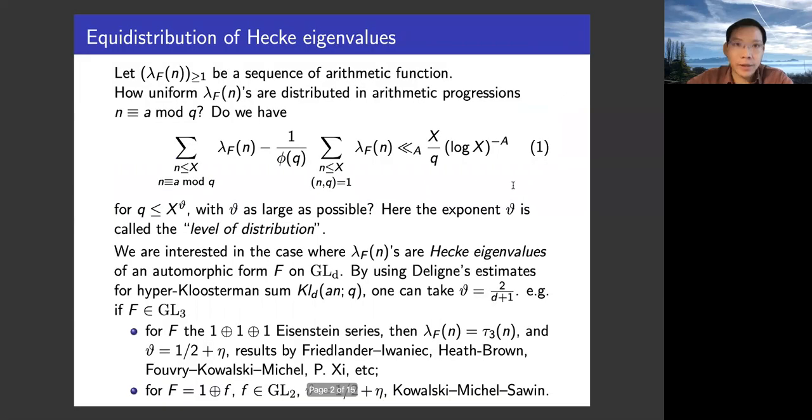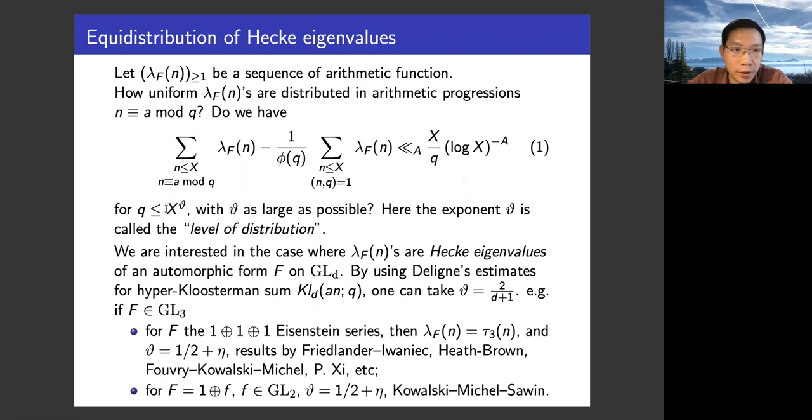To motivate, let us first recall the notion of level of distribution. Suppose we have a sequence of arithmetic functions, lambda f of n, and we'd like to ask how uniformly these sequences are distributed among arithmetic progressions. Namely, we consider this average over arithmetic progressions subtracted by the expected main term. Here, phi is the Euler phi function, and we'd like to have a small error term.